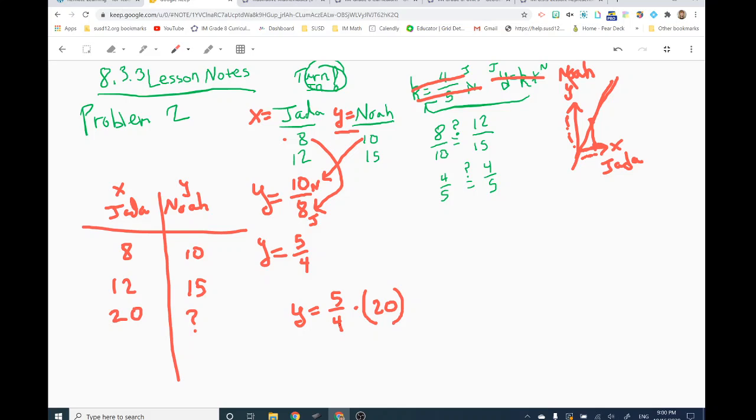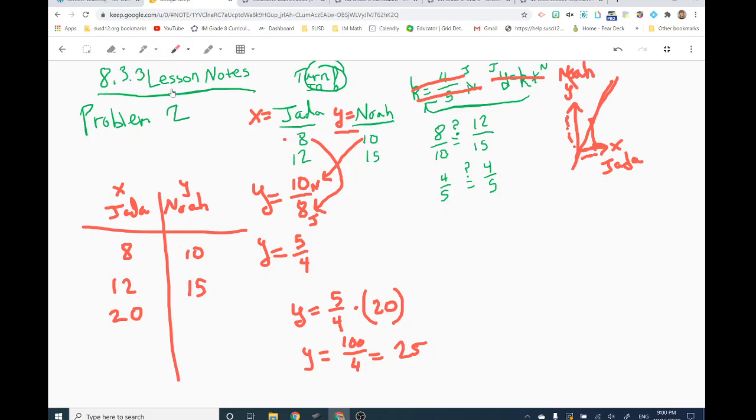Okay, remember what this constant means. It means for every 4 steps Jada takes, Noah takes 5. And that makes sense here, doesn't it? Because if Jada takes 20 steps, then how many steps does Noah take? It's going to be 5/4 times 20. Can you do that in your head? That's why we practice those problems. 5 times 20 is 100, and you still have the denominator 4. That equals 25. So come back over here. Fill it into your table.